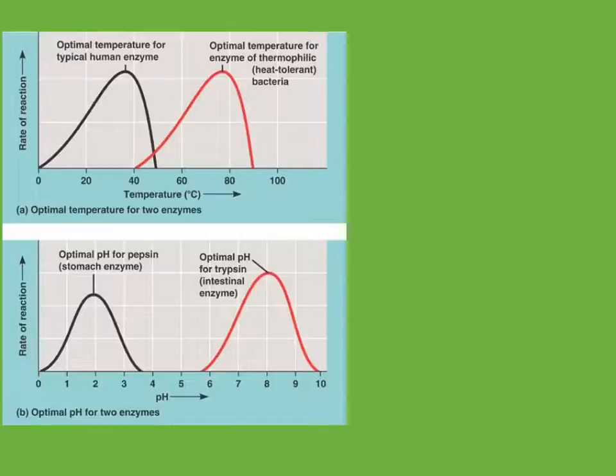This diagram is also important because it shows us the optimal temperature of two enzymes. So here above, you have the optimal temperature for a typical human enzyme and the optimal temperature for an enzyme of thermophilic bacteria. You see the one in black and the one in red.